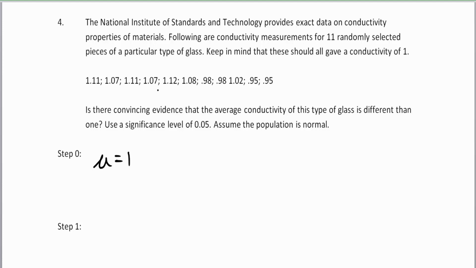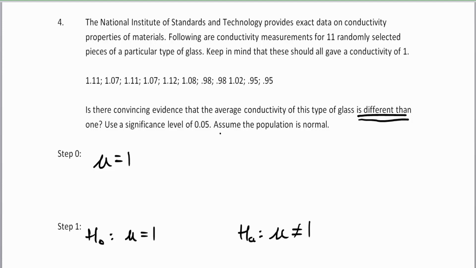So what we're seeing is a sample set of pieces of glass that have distances off of 1. So we're wondering if that's manufacturer defects or, you know, something like that. So is there convincing evidence that the average conductivity of this glass is different than 1? All right, so there's our null, right? Our null is going to be 1 from our given assumption, and here's our alternative. Is there convincing evidence that the average conductivity of this type of glass is different than? Well, that is going to be not equal to. The "is different than" is just asking if it's above or below.